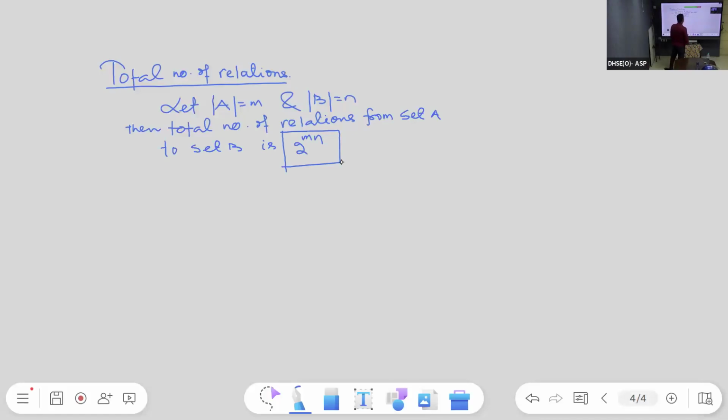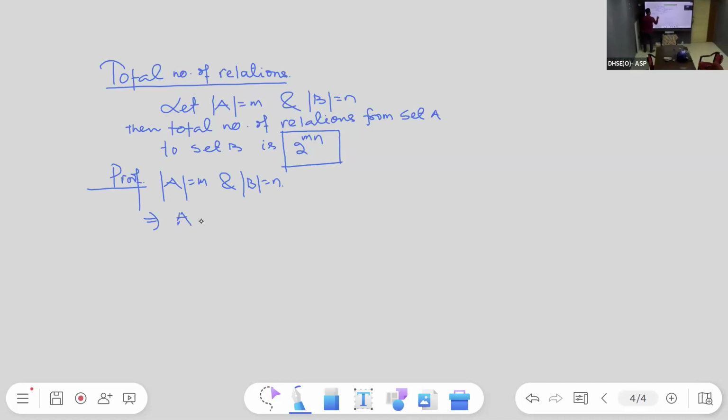What is a relation? A relation is a subset of A cross B. So the total number of relations from set A to set B is equal to the total number of subsets of A cross B. Cardinality of A is equal to m, and cardinality of B is equal to n. This implies the cardinality of A cross B is equal to mn.